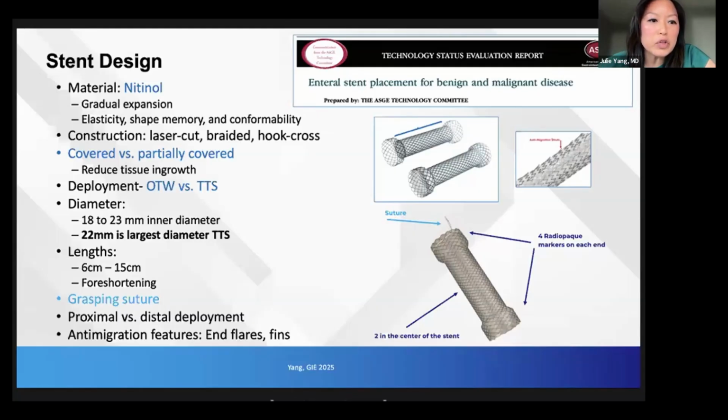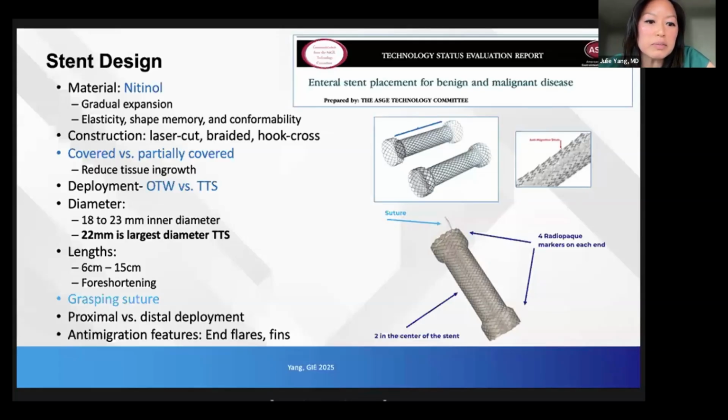The other important feature about stents, particularly if you're using the covered variety, is that there's a suture either at one end or both ends that allows you to grasp it and gives you the portions of where you can either reposition it or remove it altogether.